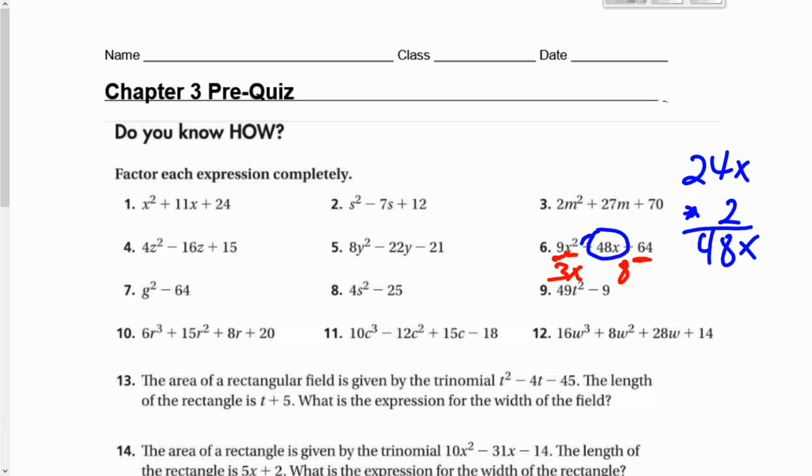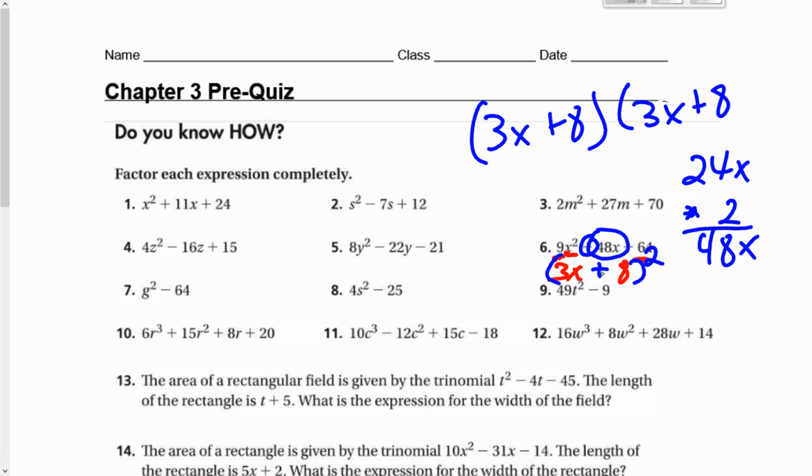And my middle is a positive, so that means this is going to be positive. And then all I have to do is just square this. Or I could write it like this, 3x plus 8 and 3x plus 8. Or I can do 3x plus 8 quantity, parentheses, squared. Right, because it's a perfect square trinomial.